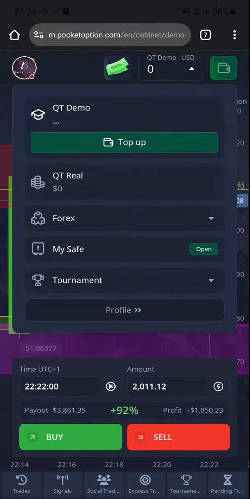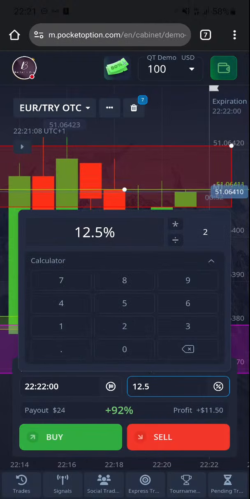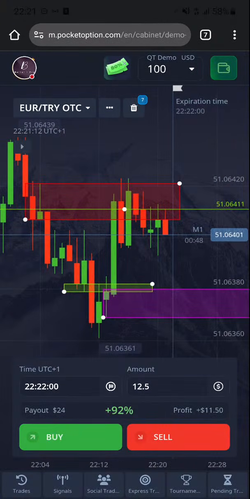Okay, finally we've lost the balance. That's good. So let's enter with a reasonable amount that we can take a trade with. Okay, so if price comes down here now, we'll go with the buyers.